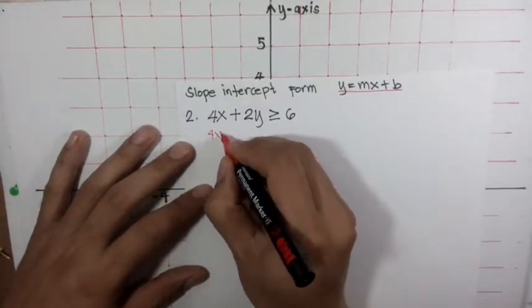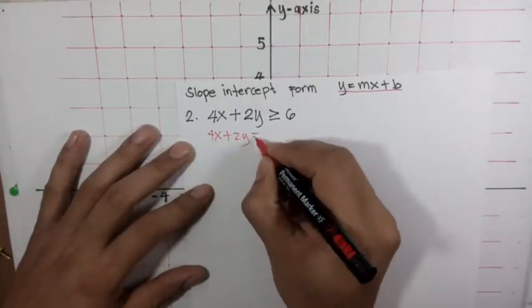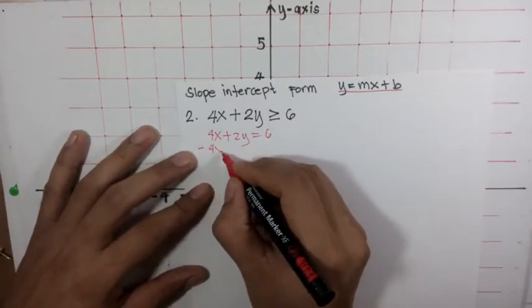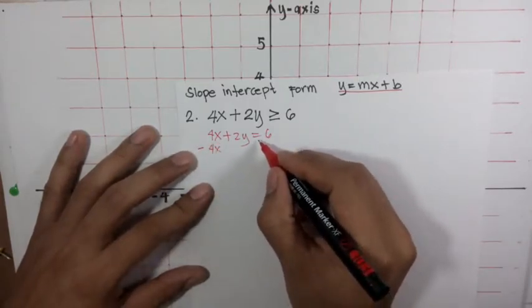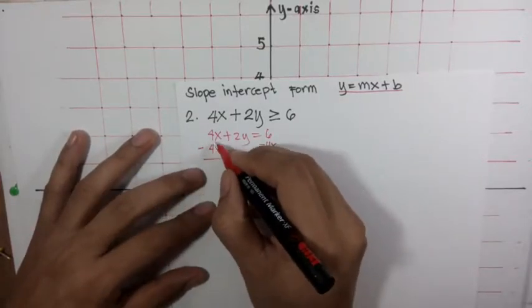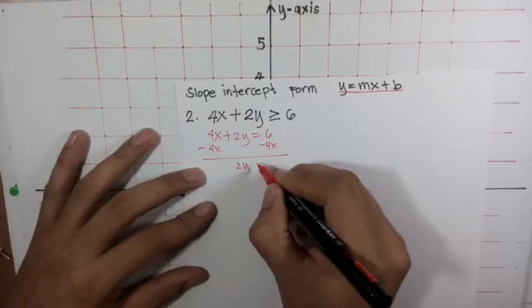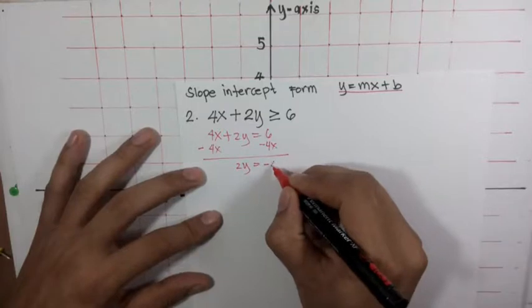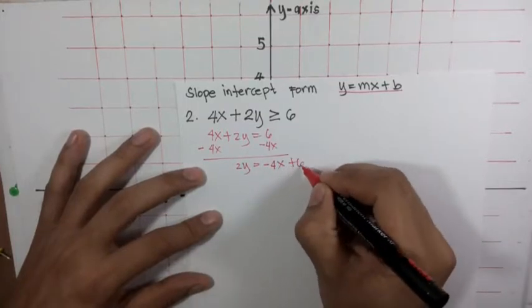So you have 4x plus 2y is equal to 6. We'll add negative 4x so that this one will become 0. Do the same on the other side of the equal symbol. So minus 4x. This is 0, so you have 2y equals, you cannot add these two since they are not like terms. So you have negative 4x plus 6.